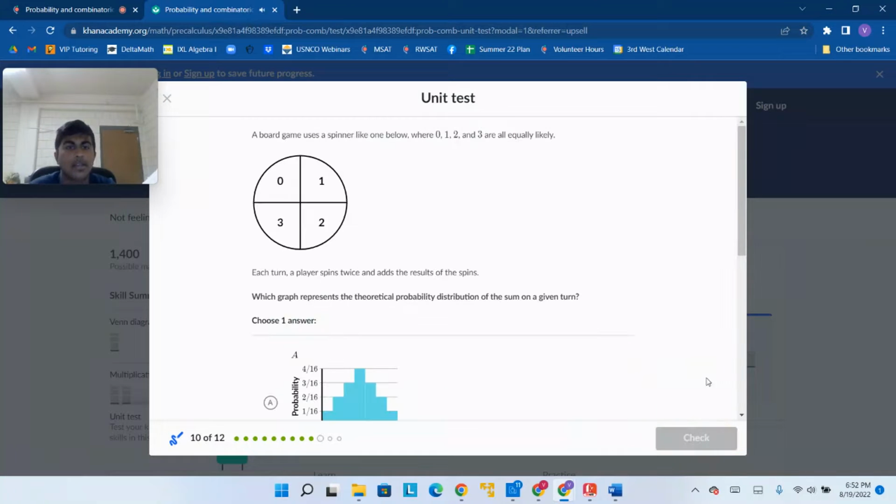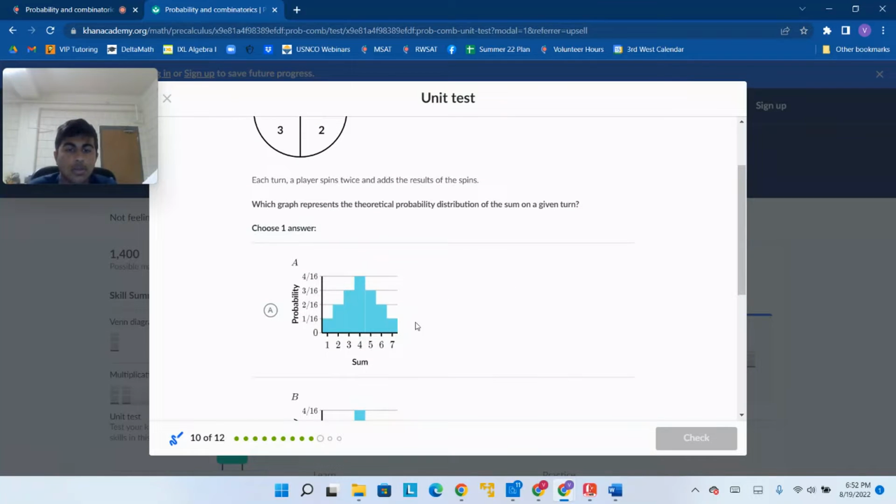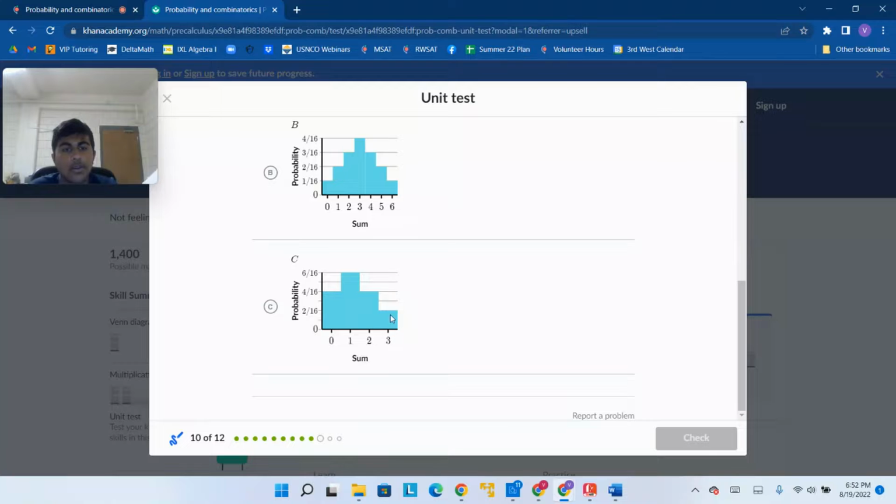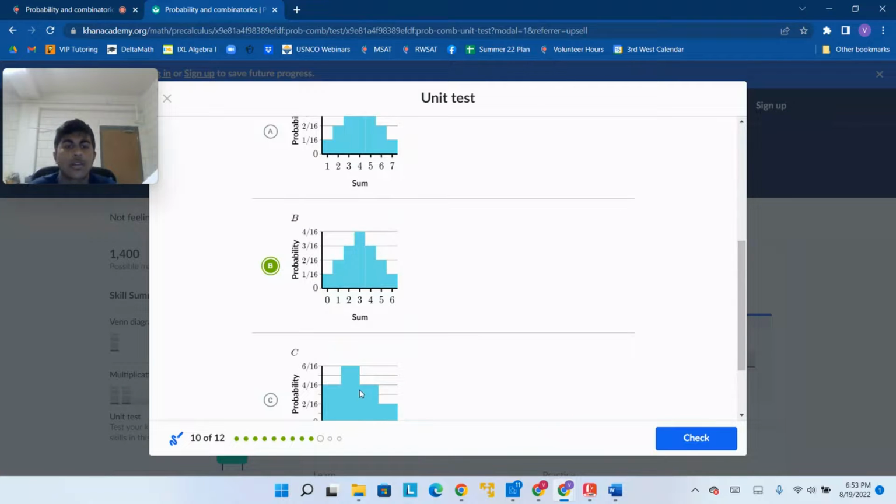And that is that. A board game uses a spinner like the one below, where 0, 1, 2, and 3 are all equally likely. Each turn, a player spins twice and adds the results of the spins. Which graph represents the theoretical probability distribution of the sum on a given turn? Well, the lowest is going to be 0, the highest is going to be 6. So we can go from 0 to 6. I don't know why they have a 7 here. That's not possible. And here it only goes up to 3, so this one has to be correct.